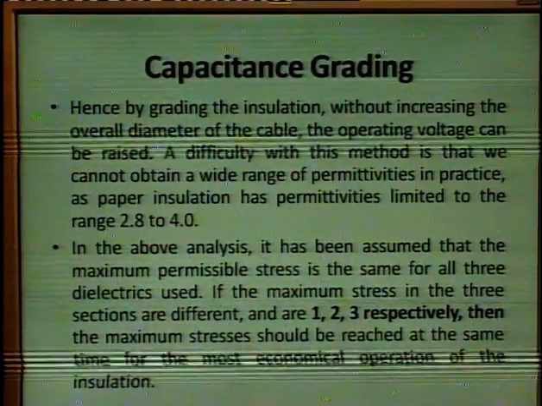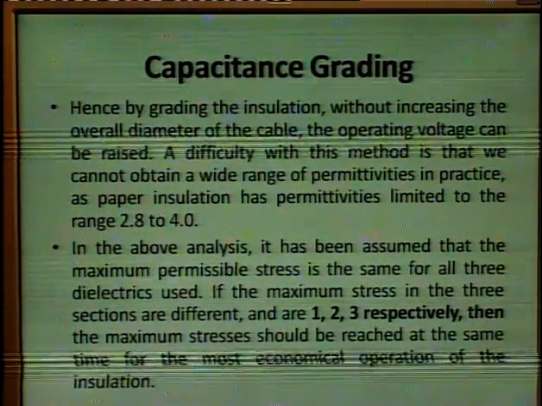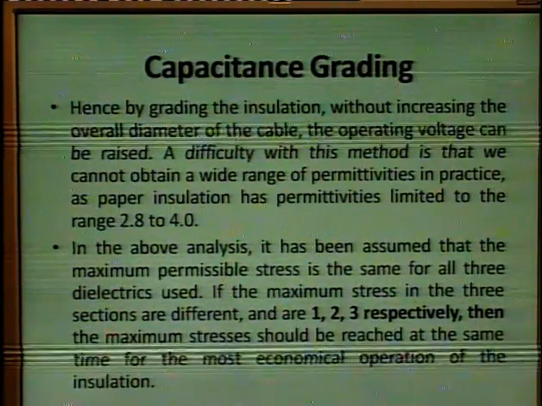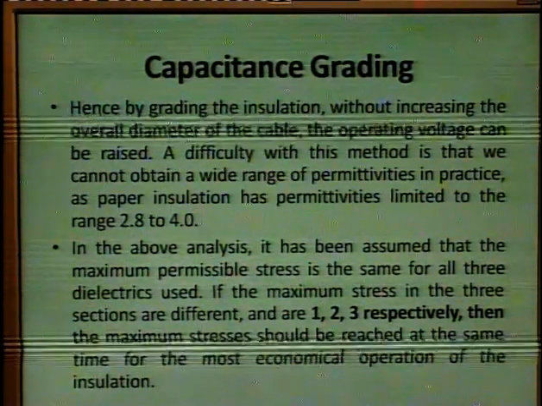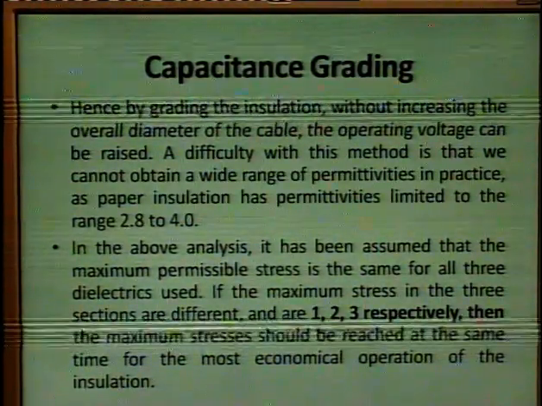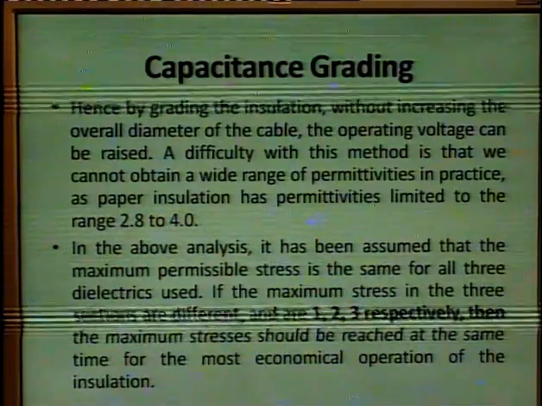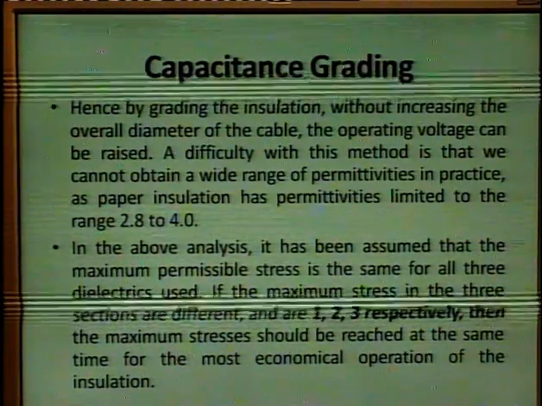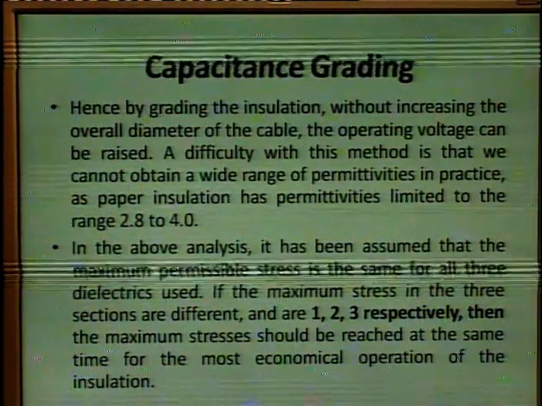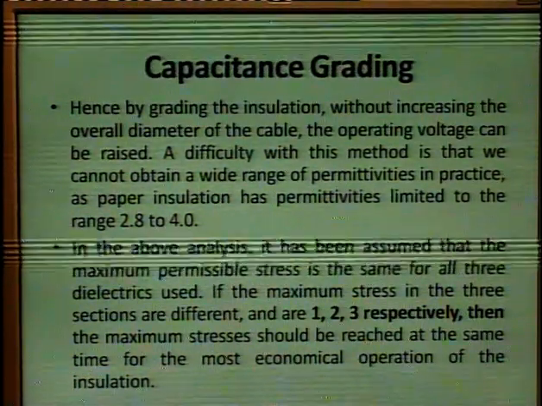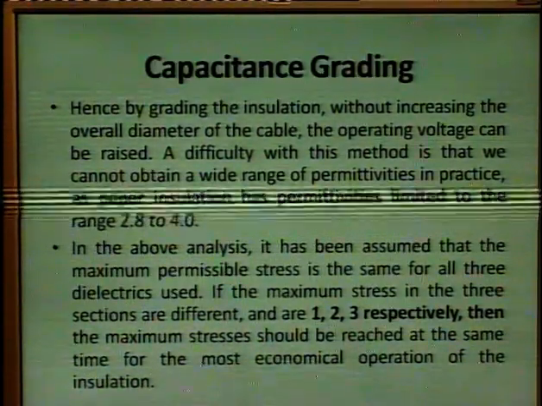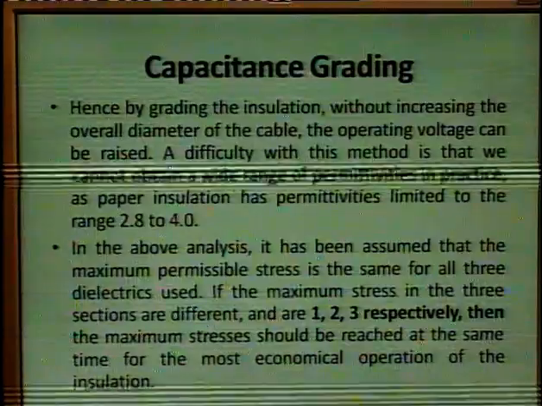So in the above analysis, it has been assumed that the maximum permissible stress is the same for all the three dielectrics used. If the maximum stresses in the three sections are different and are E1, E2, E3 respectively, then the maximum stresses should be reached at the same time for the most economical operation of the insulation.